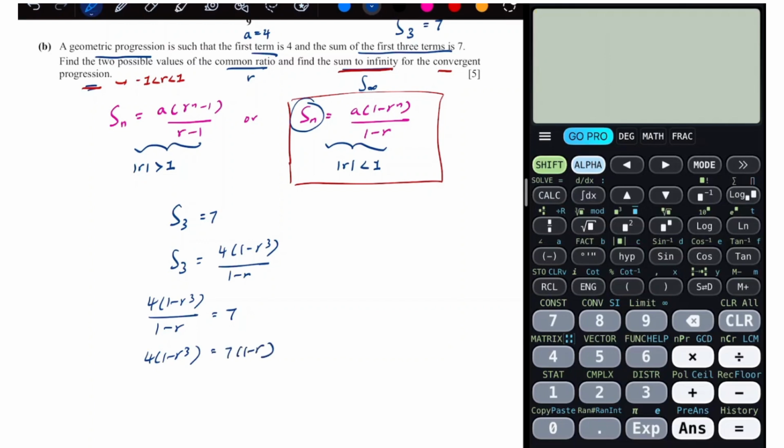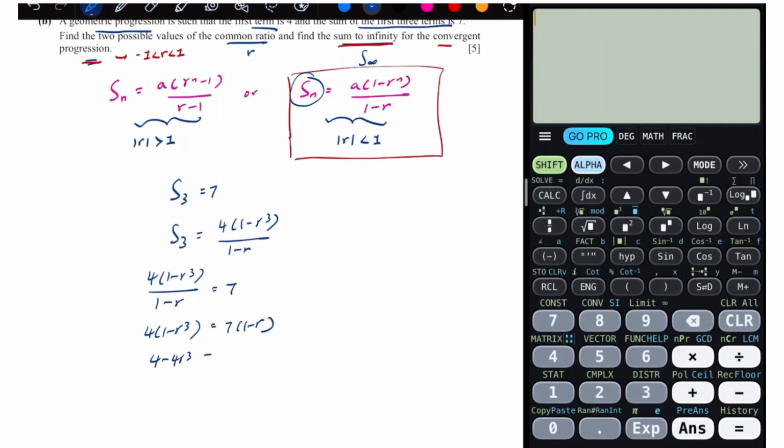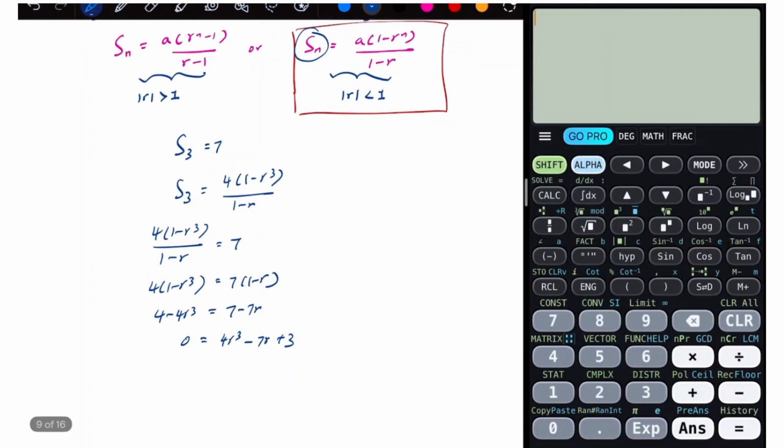7 times 1 minus r, so 4r cubed, 7 minus 7r. Move everything to the right, so that's going to be 4r cubed minus 7r plus 3. Yep, I guess that's pretty much it, right? Minus 7 is negative 7r plus 7. Yep, so we're going to see which one is a factor.